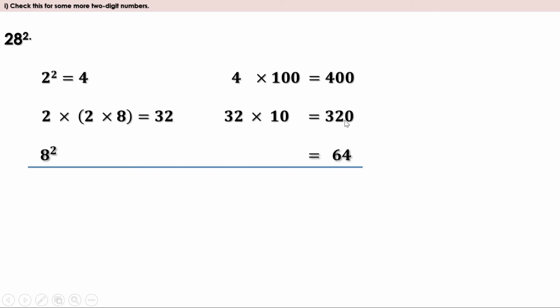Now add all these together to get the square of 28. 400 plus 320 is 720. 720 plus 64 is 784. Therefore 28 square is equal to 784. Now let us check it using algebra. Any 2-digit number can be written in the form 10a plus b, where a is the tens digit and b is the unit digit. Let us find the square of 10a plus b.